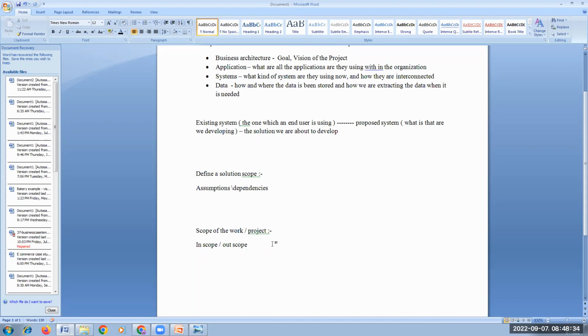First point is how much manpower do we have? Second, what is their technical capacity? Do they have the technical capacity to develop the solution or not? All these things come under in scope. When we talk about out scope, it is nothing but which is not in our control. That's what we call out of scope.